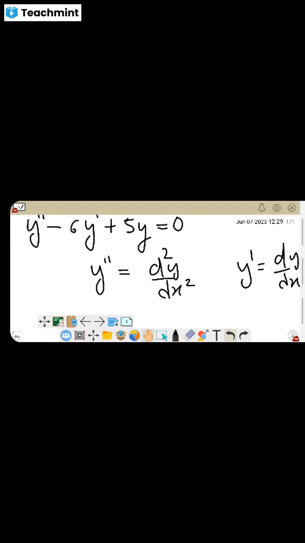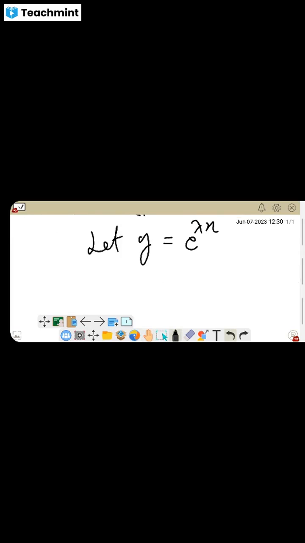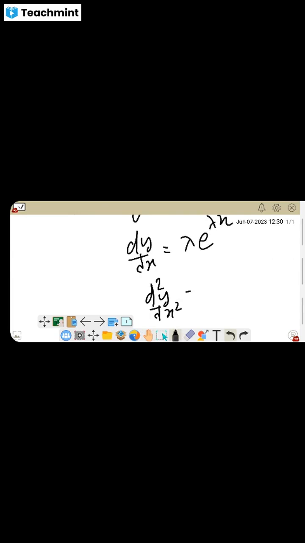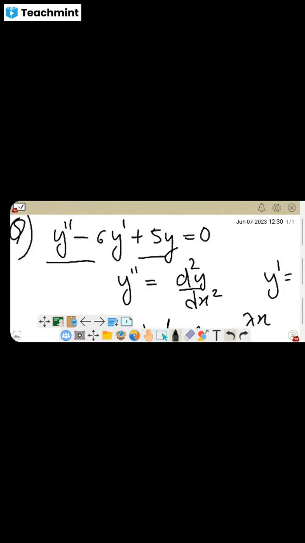We take let y is equal to e to the power lambda x, then dy over dx is equal to lambda into e to the power lambda x. Similarly, we have d square y over dx square is equal to lambda square into e to the power lambda x. Now put the values of y, dy over dx and d square y over dx square in the given equation here. Okay, ma'am.